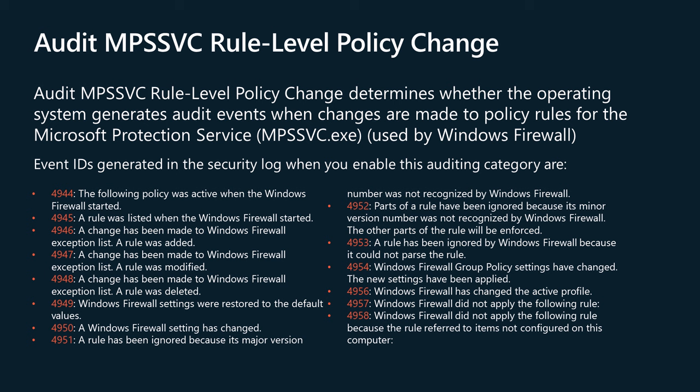Changes to firewall rules are important for understanding the security state of the computer and how well it is protected against network attacks. Success events show you changes in Windows Firewall rules and settings, active configuration and rules after Windows Firewall service startup, and default configuration restore actions. Failure events may help to identify configuration problems with Windows Firewall rules or settings.